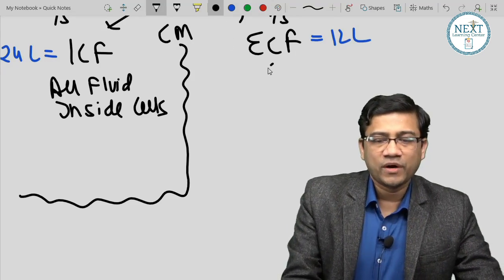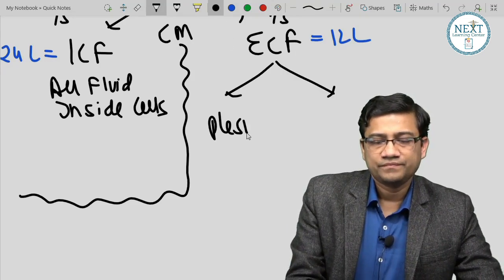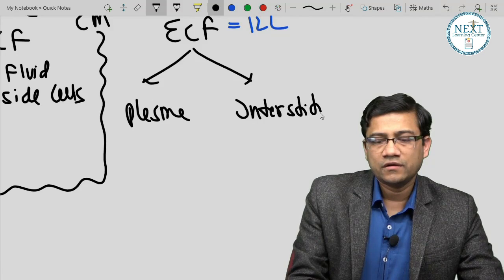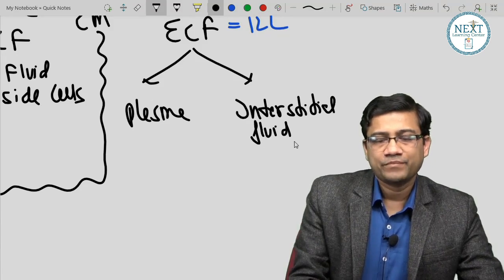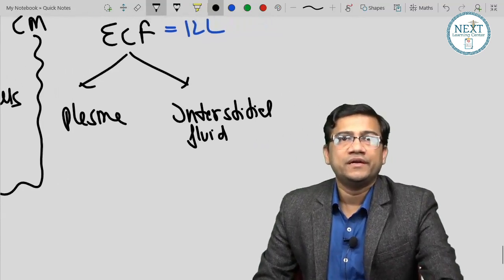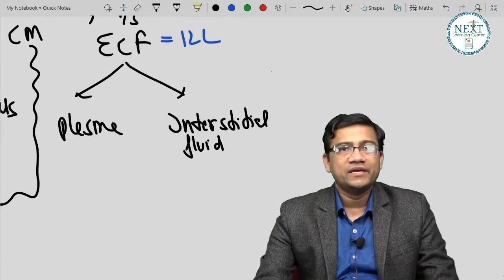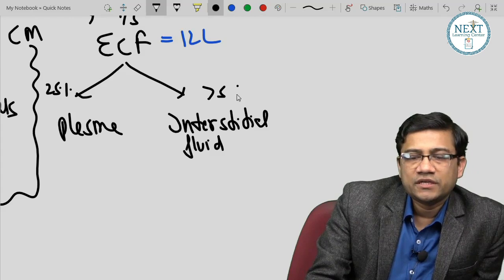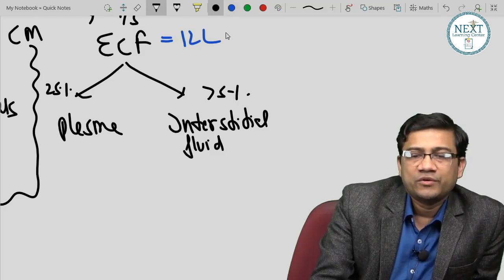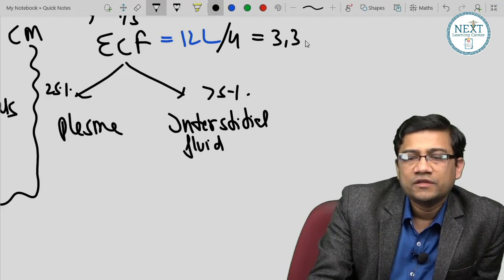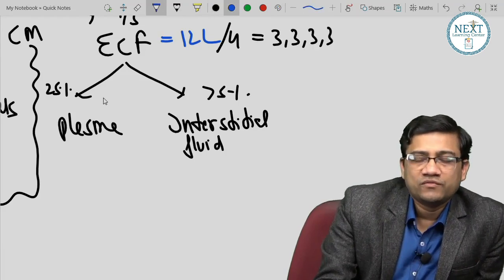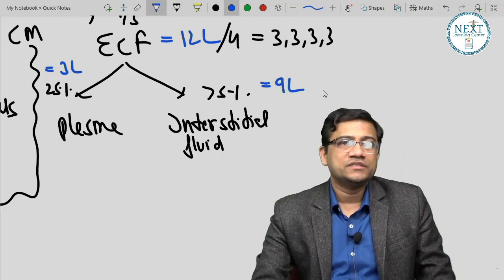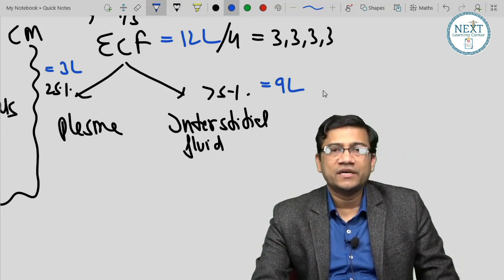ECF is divided into 2 parts, plasma and interstitial fluid. Plasma is 25%, interstitial is 75%. So let's convert. You divide it by 4, so you get 3, 3, 3, 3. So how much will be plasma? 3 liters. Interstitial would be 9 liters. So 3 is plasma and 9 is the interstitial fluid.